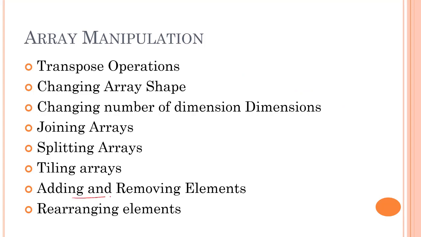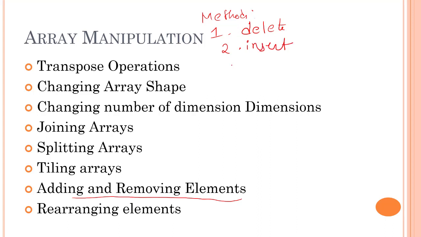Adding and removing elements is used for adding values to an array or removing values from an array. It also uses some methods. We'll start with the first method, called delete. If you want to delete values inside the array, we use the delete method. Now comes the insert method. If you want to add something, you have to insert it, so we use the insert method. Then the next method is append. Basically it appends values at the end of an array. Whenever you want to add values at the end, we can use append.